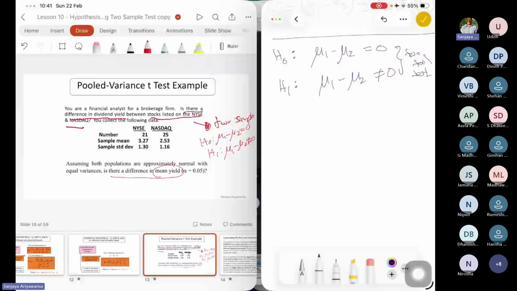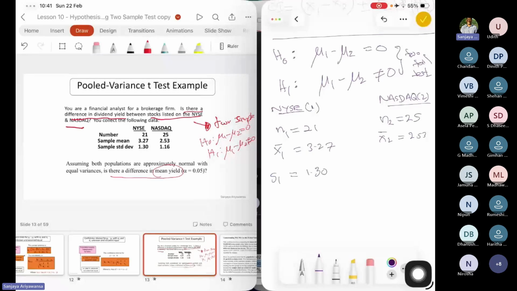Then I write down n1. I'm going to take NYSE as sample 1, the first sample, and NASDAQ as the second sample. So n1, the sample size, is 21. n2, the sample size of NASDAQ, is 25. Sample means are given: x1 bar is 3.27, x2 bar is 2.53. Sample standard deviations are also given: s1 is 1.30, s2 is 1.16.